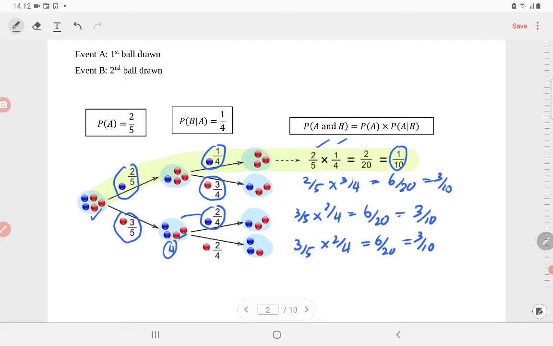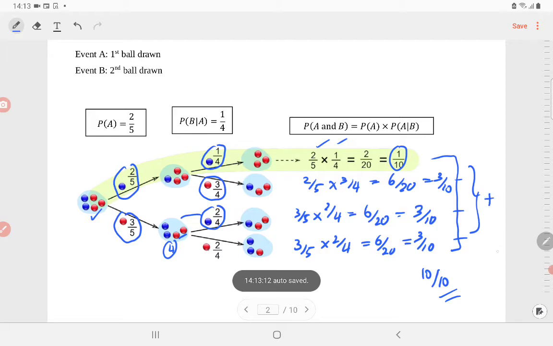So from that diagram, we've got 1/10, 3/10, 3/10, 3/10. When you add them up, you'll get 10/10. So we know we've done the question correctly, because the sum of these probabilities should add up to 1, which it does.